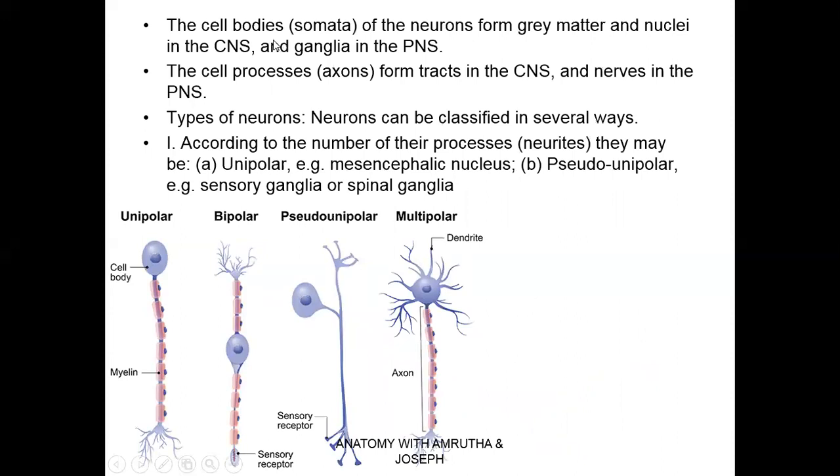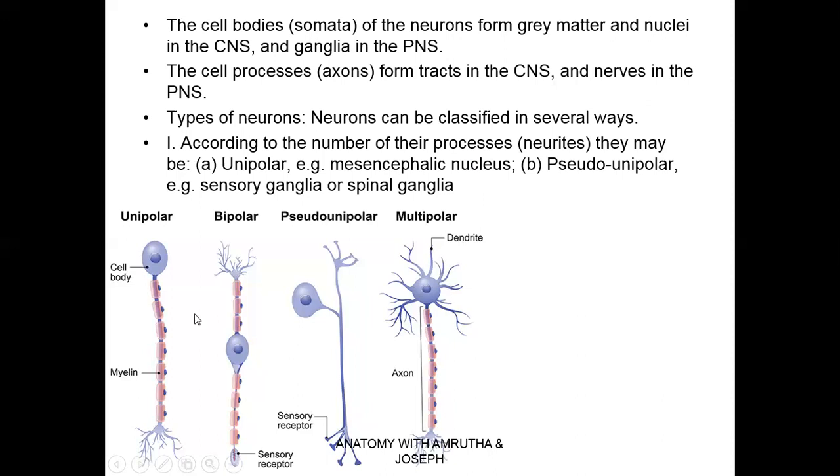As we discussed before, the cell bodies of the neurons form gray matter or nuclei in the central nervous system and ganglia in the peripheral nervous system. The cell processes in the central nervous system are called tracts. Outside the central nervous system, they are called nerves. There are different types of neurons, and they can be classified in different ways. The first is according to the number of processes. Looking at the processes, we divide the neurons into different types.